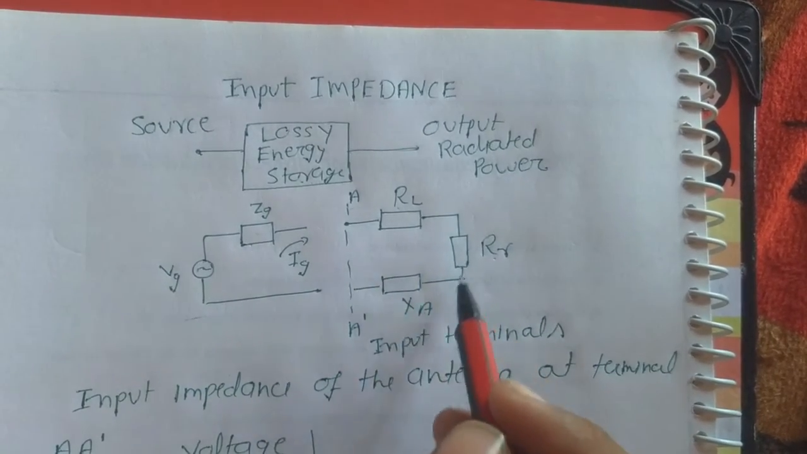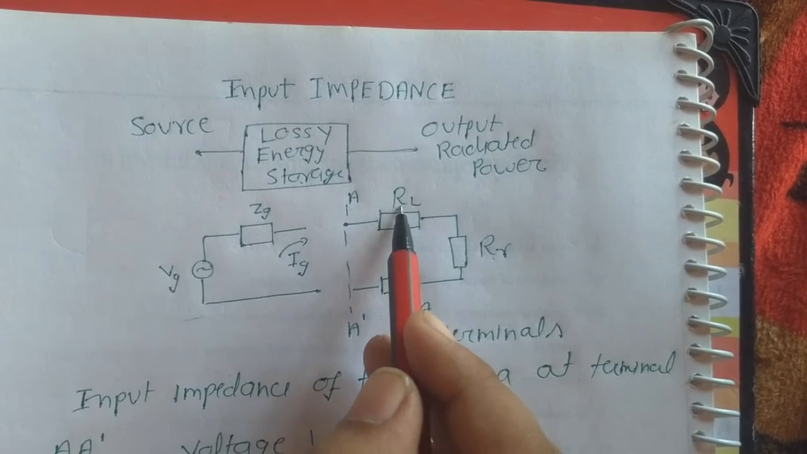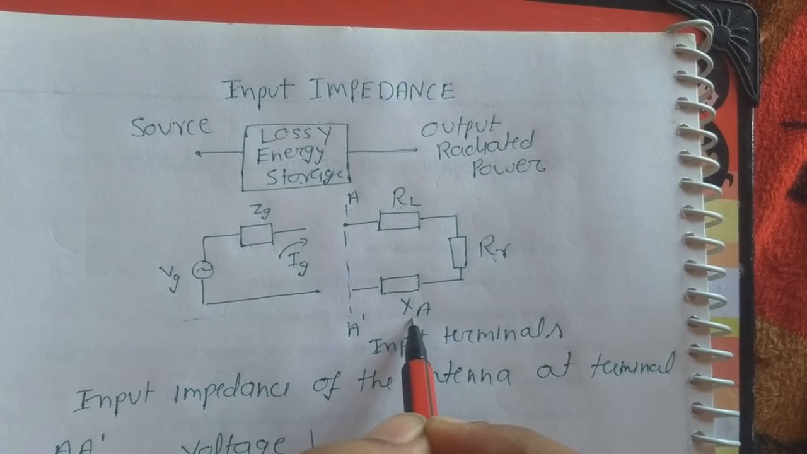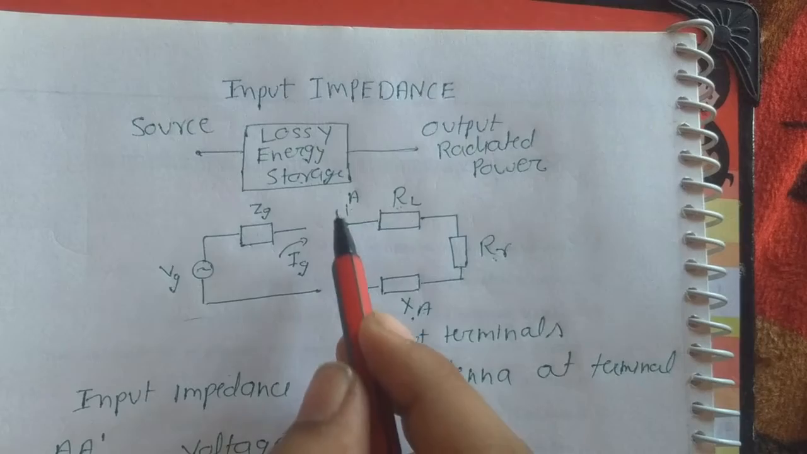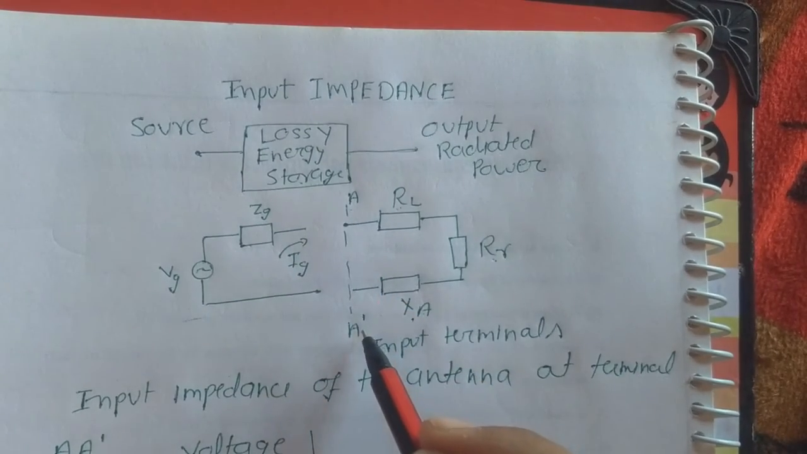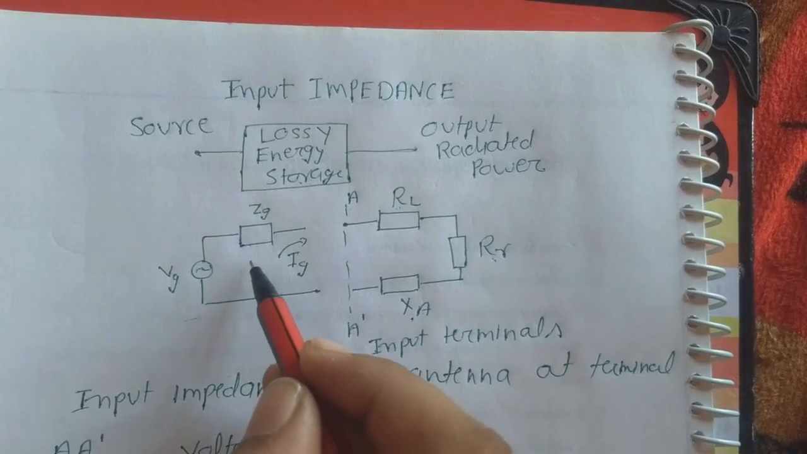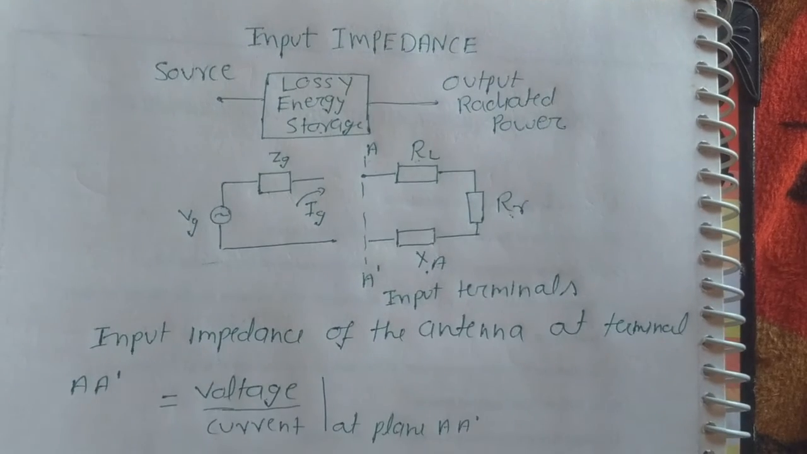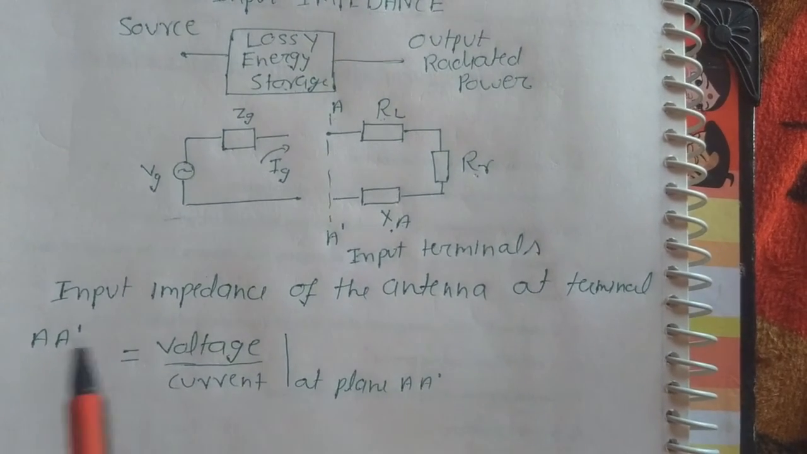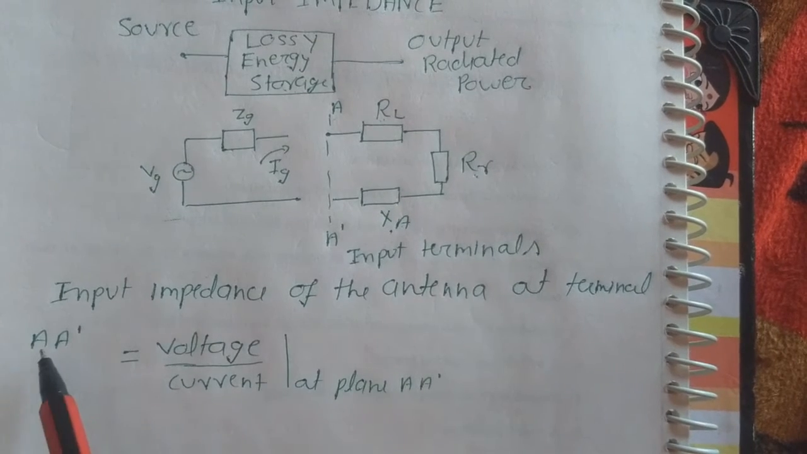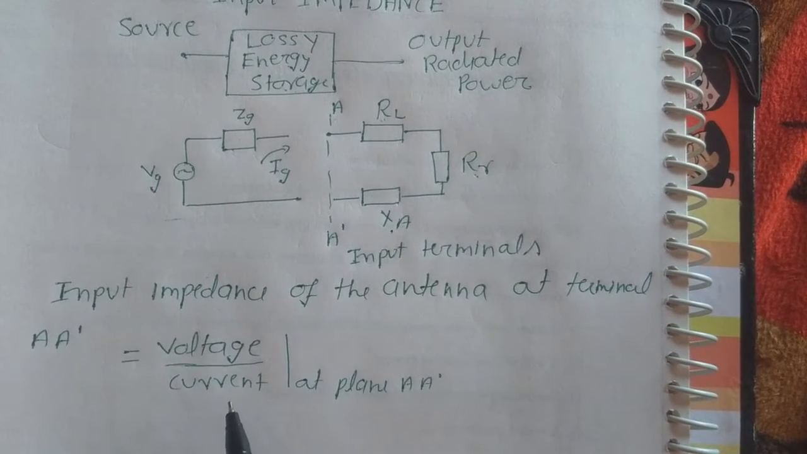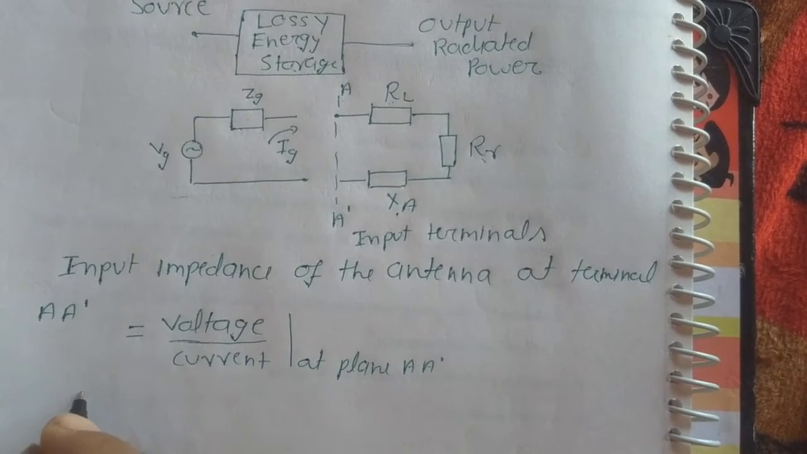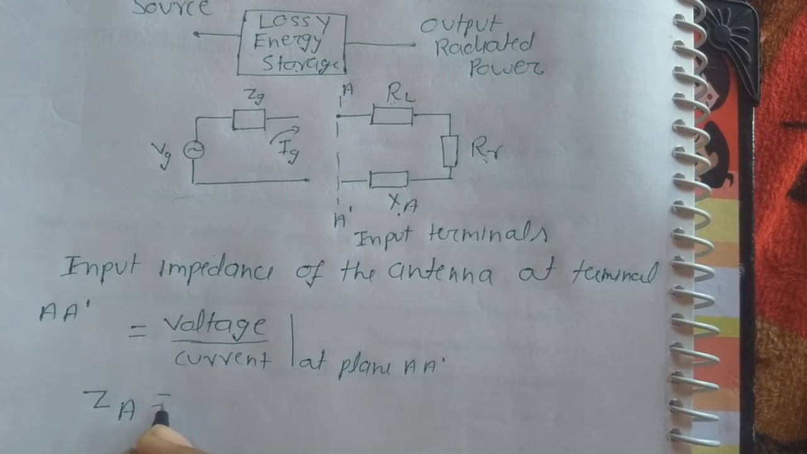And there are three impedances in the antenna. RL is the loss resistance, RR represents the radiation resistance, and XA represents the reactance of the antenna. And this is the input terminal of the antenna, and Ig is the current which is flowing through this whole circuit from source to antenna. Input impedance: the input impedance of the antenna at terminal AA dash will be equal to voltage divided by current at plane AA dash.